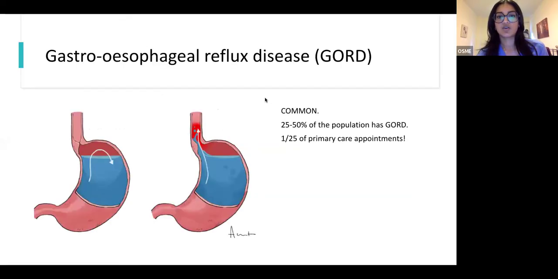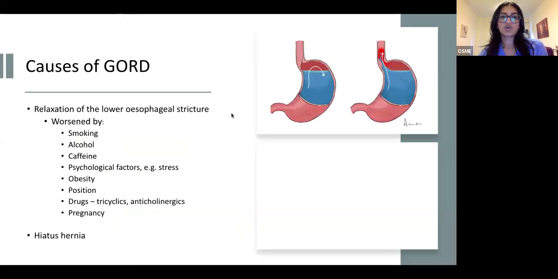So starting off with GORD, this is also very, very common and it's present in a large proportion of the population. So the causes, there's a wide range of causes and there is also a lot of overlap, and that's just a recurring pattern that you'll see with this lecture. A lot of these are very common presentations and they have very overlapping risk factors, which makes it quite easy to learn.